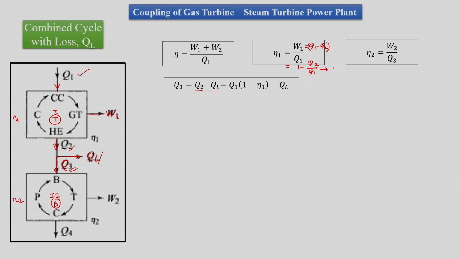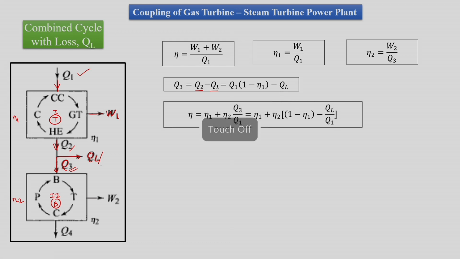So this formula can give us that Q2 is equal to Q1 into 1 minus eta 1. This we can obtain from here. So we know now what is Q2. So Q2 is equal to 1 minus eta 1 into Q1 minus QL. So this is the formula for Q3.